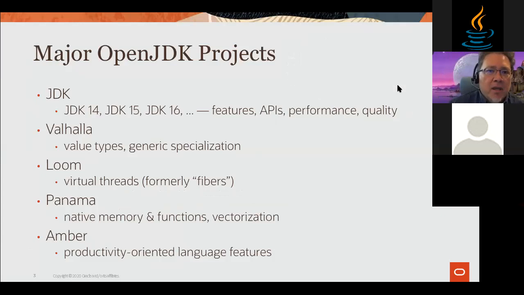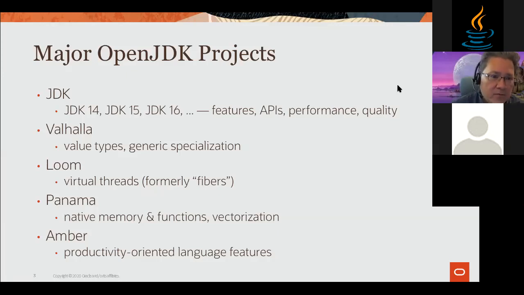Okay, so OpenJDK is a large umbrella project that has a whole bunch of activity going on in it. I think the biggest project in OpenJDK is the JDK itself. As you know, we just shipped JDK 14, and we are in a 6-month release cadence to ship JDK 15, JDK 16, and so forth. And that includes lots of features, APIs, performance improvements, quality improvements, et cetera. So there's a lot of work going on there.